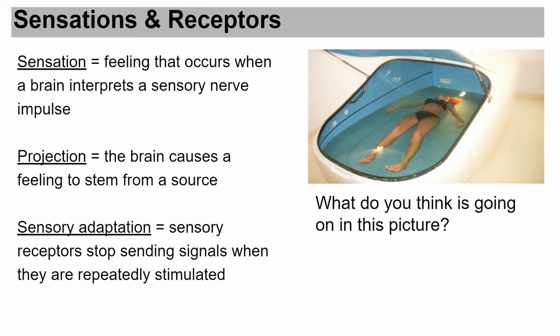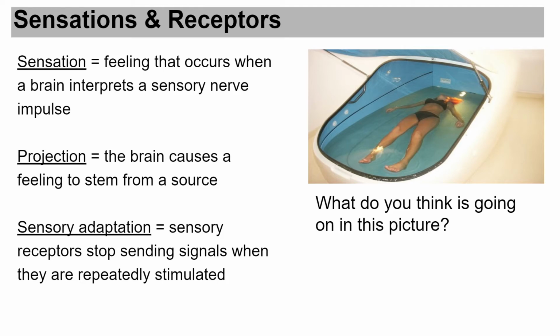Sensory adaptation would be, for instance, feeling the weight of your clothes. Until I mentioned that, you probably didn't even realize it, but you can feel your clothes on you now. Before, you really didn't. And now you're like, oh yeah, I can feel the weight of my shirt or my jeans or whatever you're wearing.